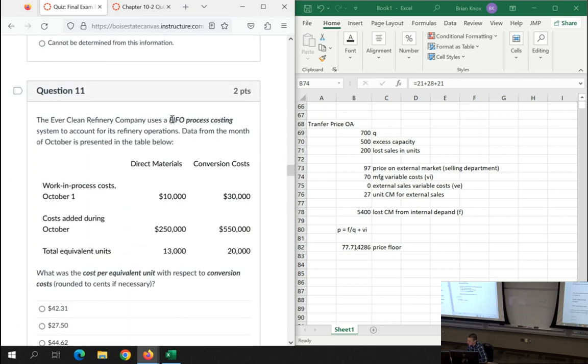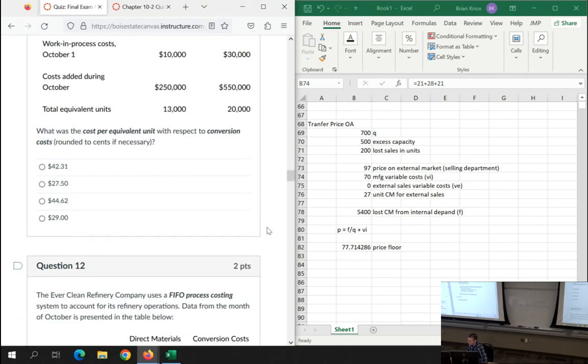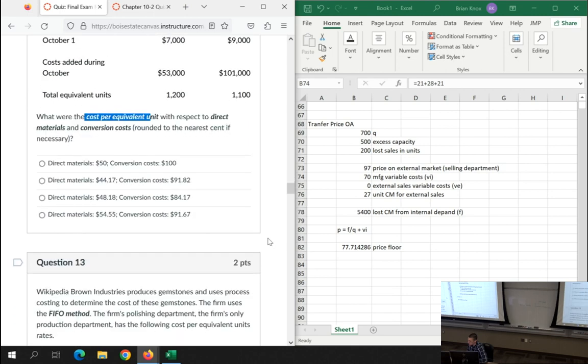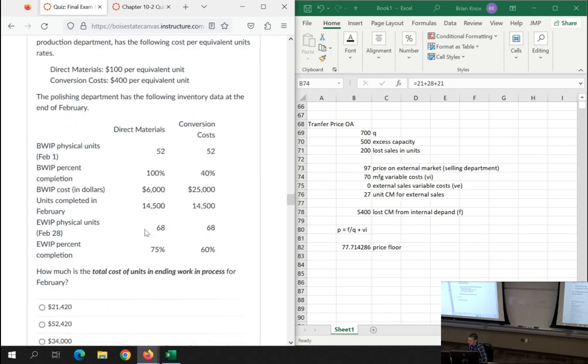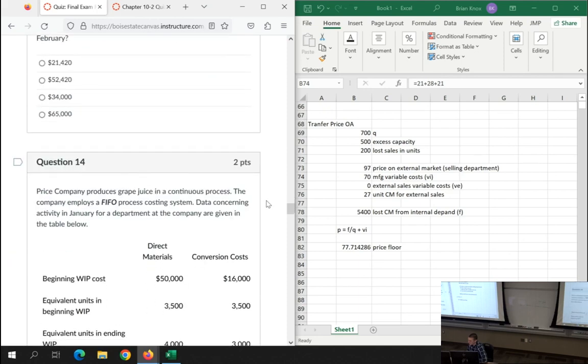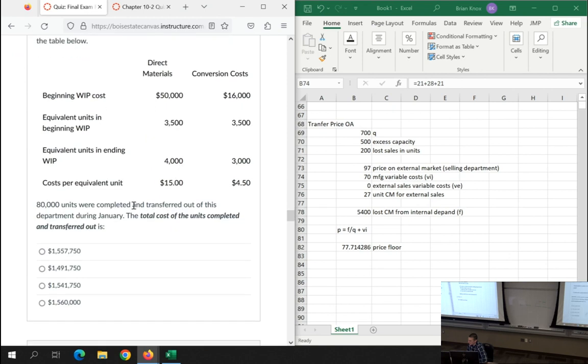We have FIFO, looking for a cost per equivalent unit. FIFO looking again for a cost per equivalent unit. FIFO applied cost question for total cost of ending WIP. FIFO question for total cost for units completed.